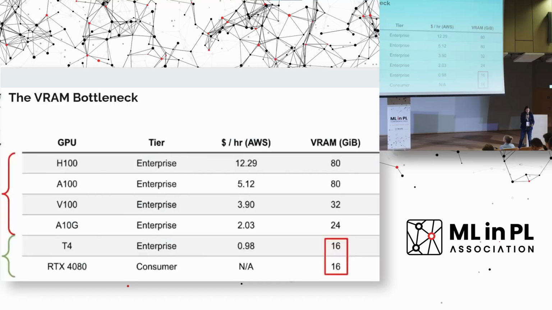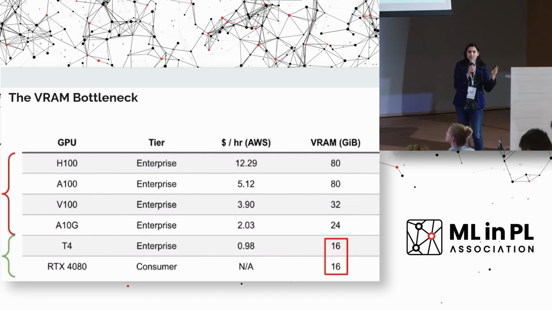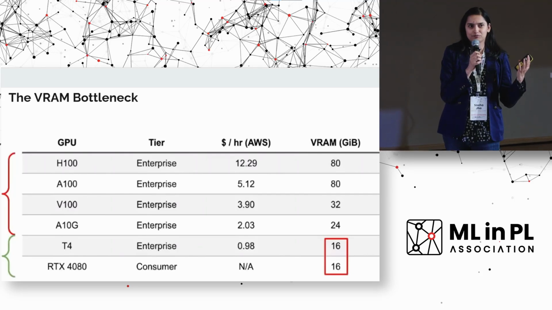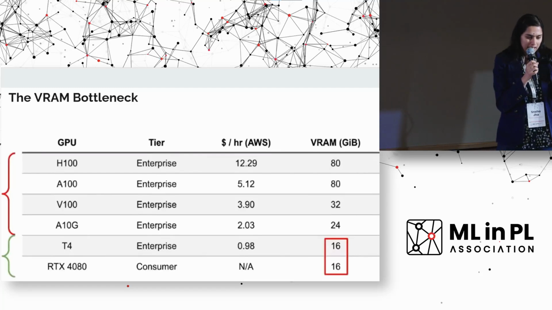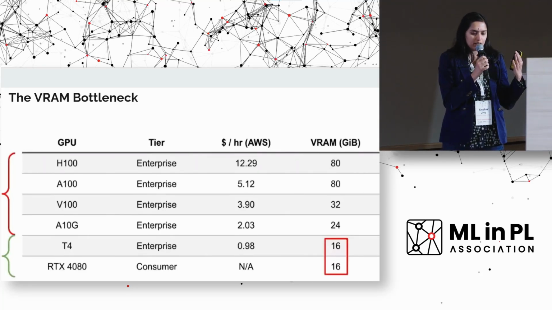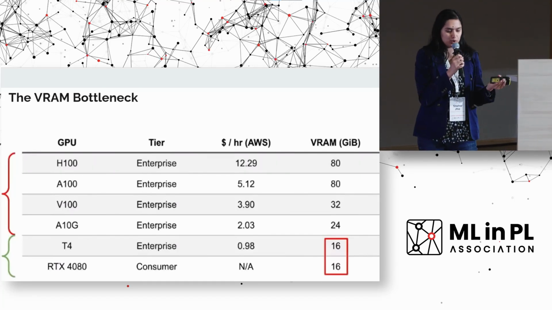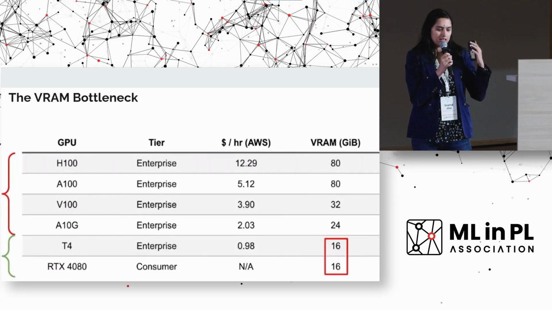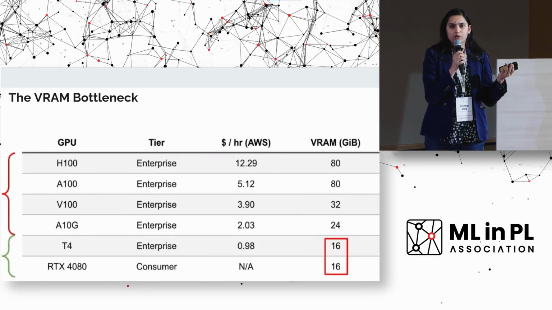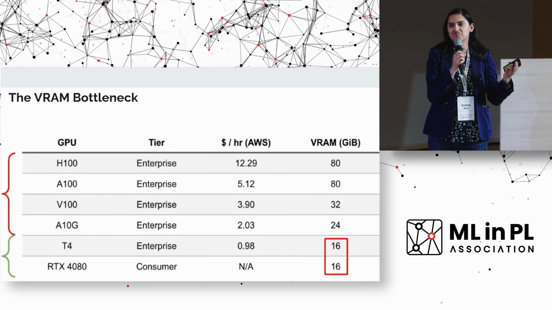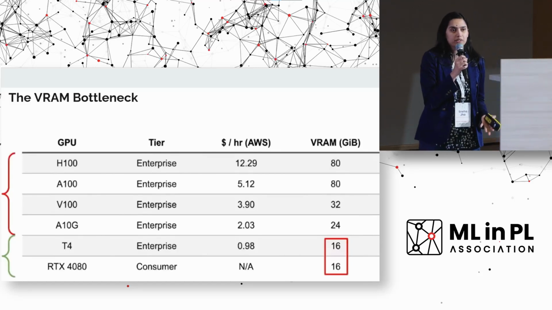OK. All right. So this is the RAM bottleneck that most of us have hit at some point. If you haven't, I'm quite jealous of you. I have. And the question is, when you have available to you something like an NVIDIA T4 or an RTX 4080, how do you work with a model which is at least 7 billion parameters at the moment? How does that work?